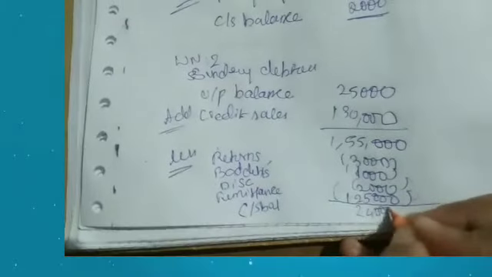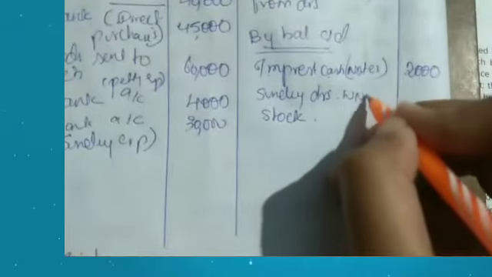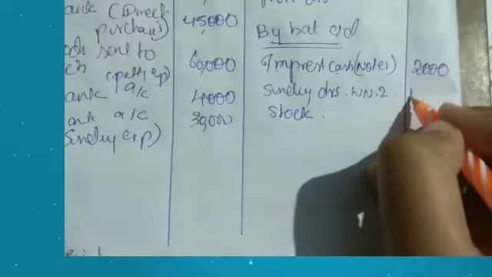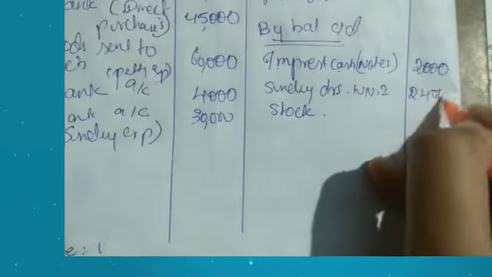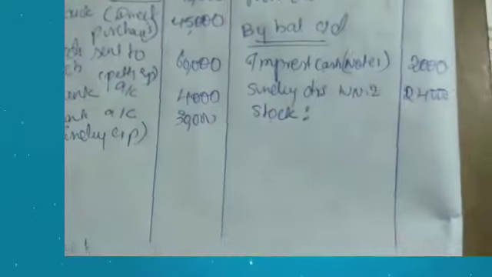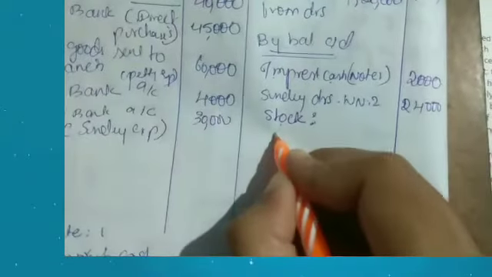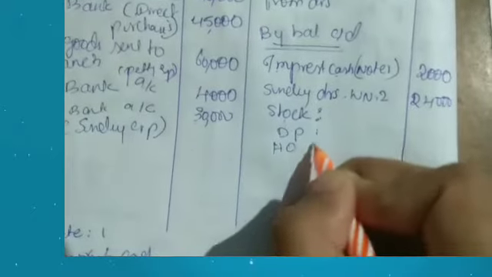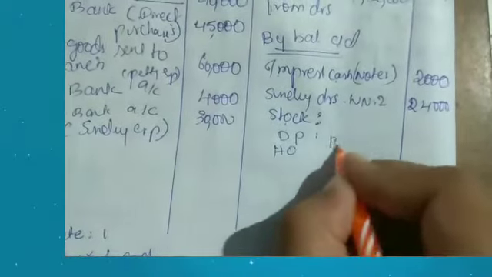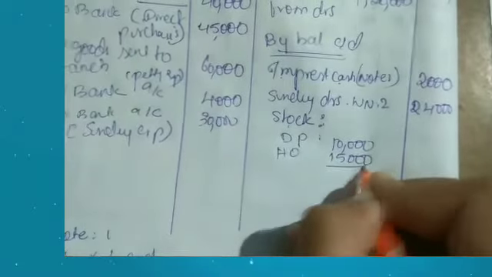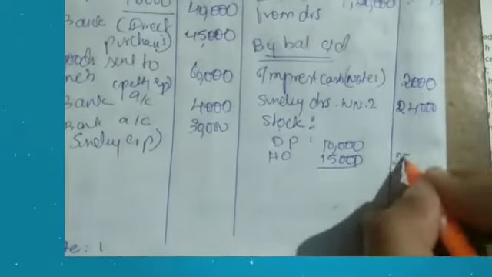So here it is working note number 2, 24,000. And stock they have already mentioned in the question, regarding direct purchases and transfer from HO. So 10,000 plus 15,000 will be 25,000.